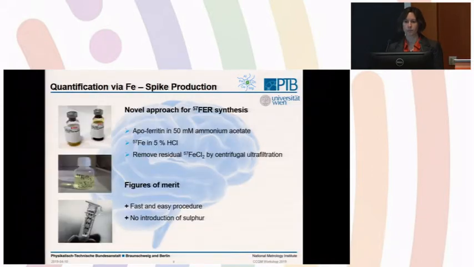So our colleagues at the University of Vienna, who are involved in this project, developed a new approach for the spike synthesis. They used apoferritin in ammonium acetate buffer and introduced the iron directly using a solution in HCl. Then you have to remove your iron chloride by a centrifugal ultrafiltration, and you have your spike material. It's quite fast and easy, and you don't introduce any additional sulfur.